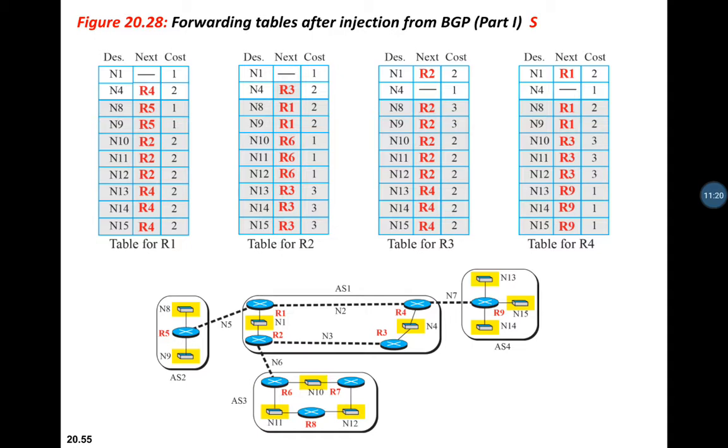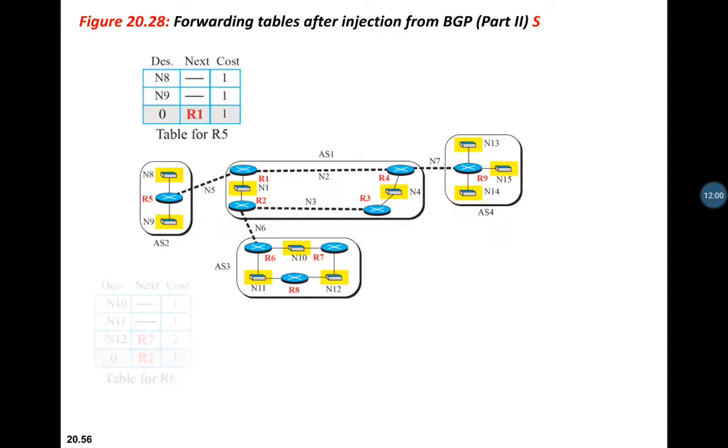Table for R2 also you can see. With respect to the table for R2, for N1 it is 1, and for N4 here it is 2 through R3. Next we have N8 and 9, it is 2 through R1, then R5. N10, 11, 12, it is through R6, it is 1. Next N13, 14, 15, it is through R3, it is 3. Okay, that is how the tables are updated. Similarly for the others.